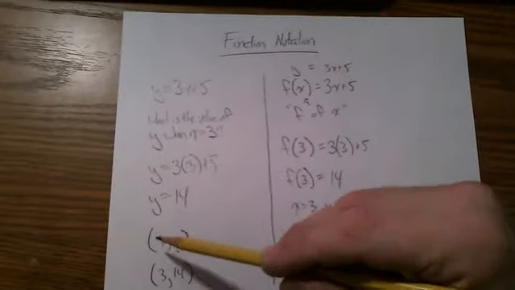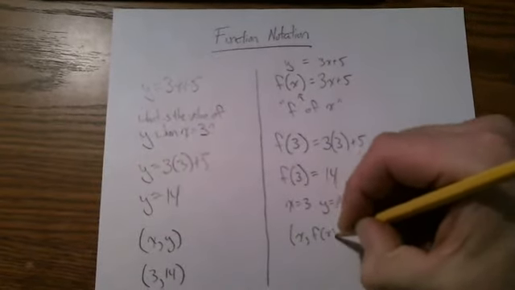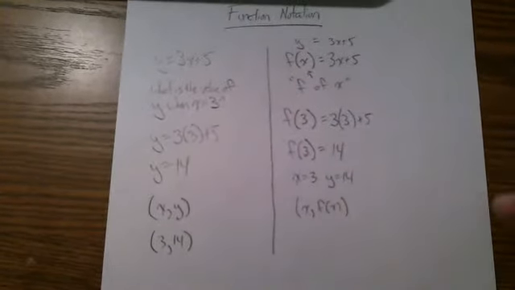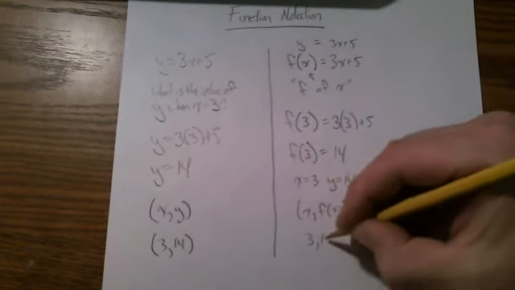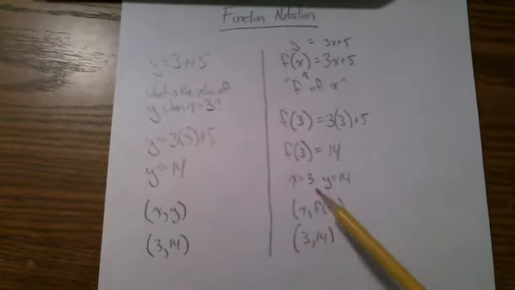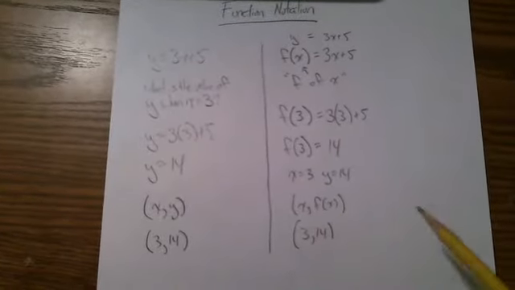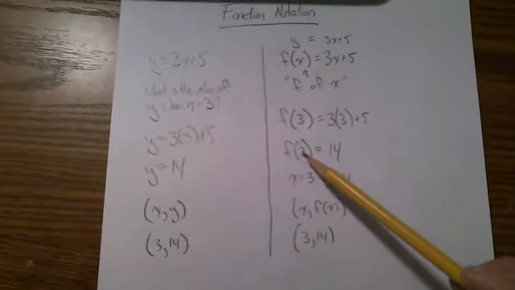So over here we had the ordered pair x, y. Now we have the ordered pair x, f of x, which in this case is still 3, 14. Okay, so x is still your x value, but now our y value we're just going to call f of x. A specific y value is f of 3, for example.